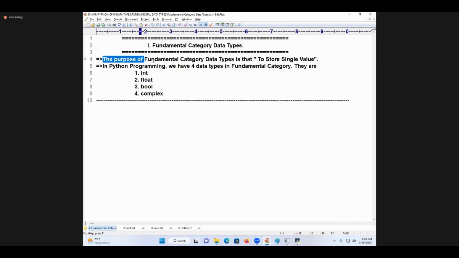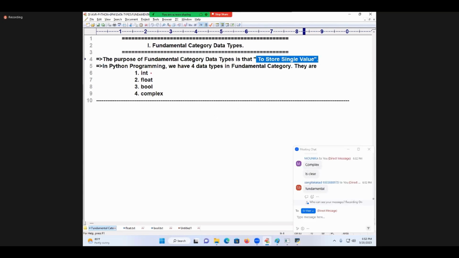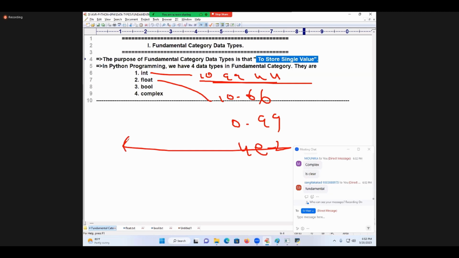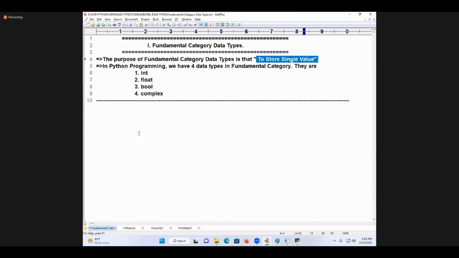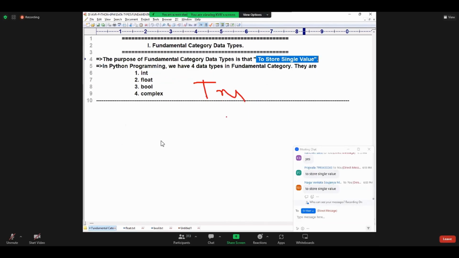What is this now? The purpose of the fundamental category data type is to store which value? Did you understand the meaning of a single value? For example, 10, 99, 44, all of them are single values, no decimal places. Float: 10.66, 0.99, 4e-2. Do you know all these are which type? Float. Next is called true and next is called what?